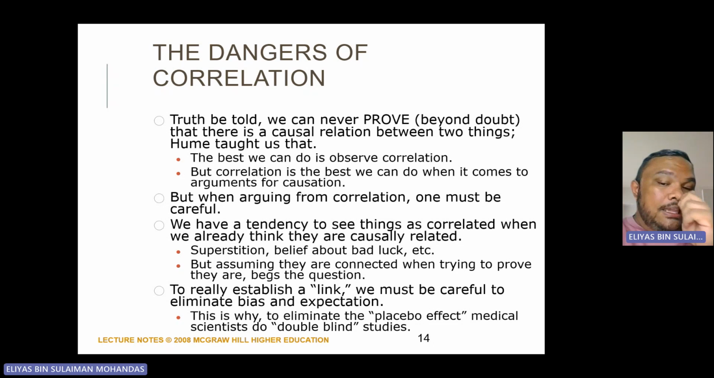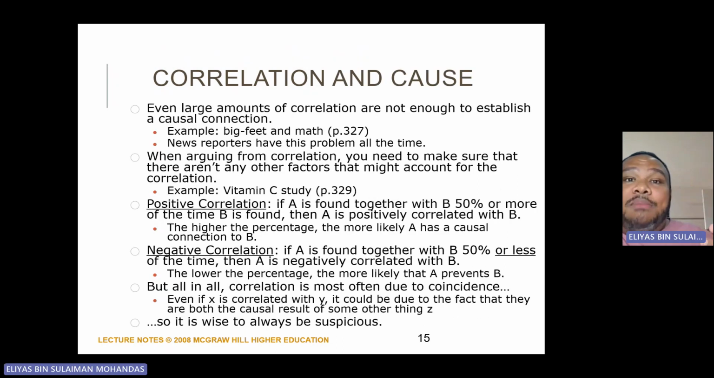Now, to really establish a link, we must be careful to eliminate bias and expectation. So when you are able to eliminate bias as well as expectation, then we can say that there is a correlation between smoking and lung cancer. So how to eliminate those things? Through experiments. Simple. But even large amounts of correlation are not enough to establish a causal connection.